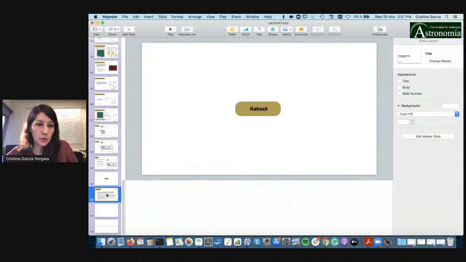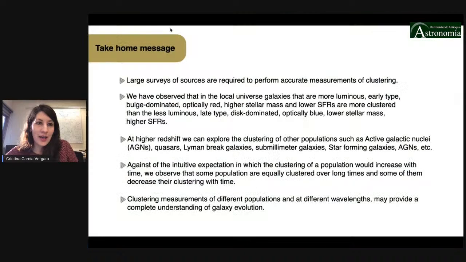I will just leave you with my last slide, the take-home message. I am repeating the most important points that I mentioned today. We need large surveys to perform accurate measurements of clustering, even though small surveys can also help us, and we can still measure something. I talked about the dependency of different parameters on the clustering. I also talked about the clustering at higher redshift for different populations.